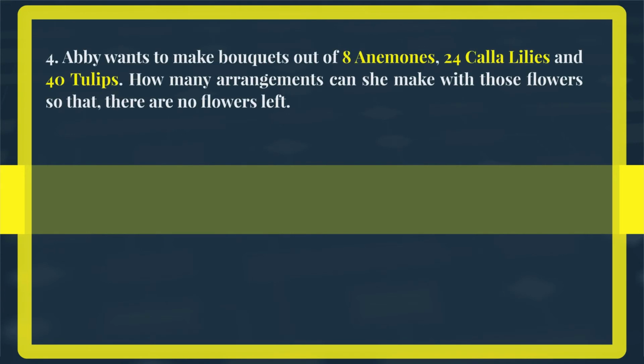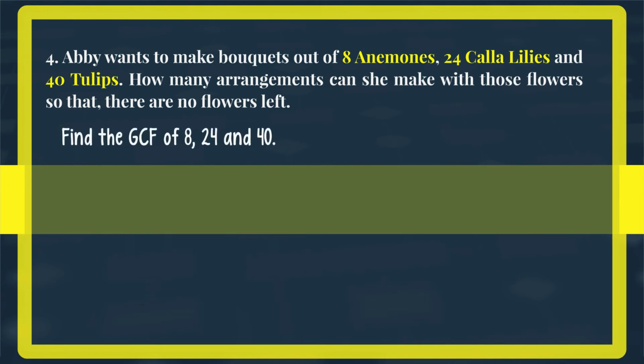For the last one, let's solve a worded problem using a GCF. Let's read and analyze the problem. Abby wants to make bouquets out of 8 anemones, 24 calla lilies, and 40 tulips. How many arrangements can she make with these flowers so that there are no flowers left? To find the number of arrangements, we just need to find the GCF of the number of each flower.